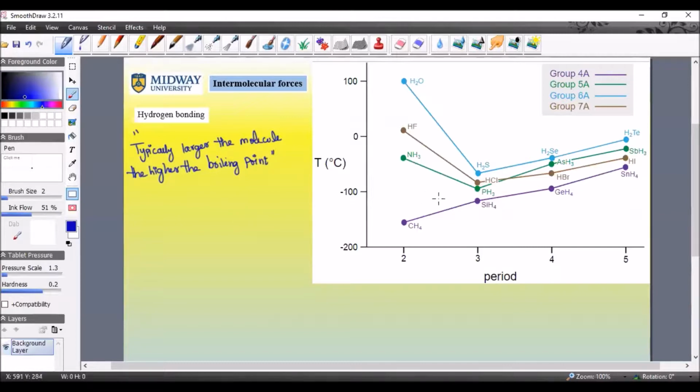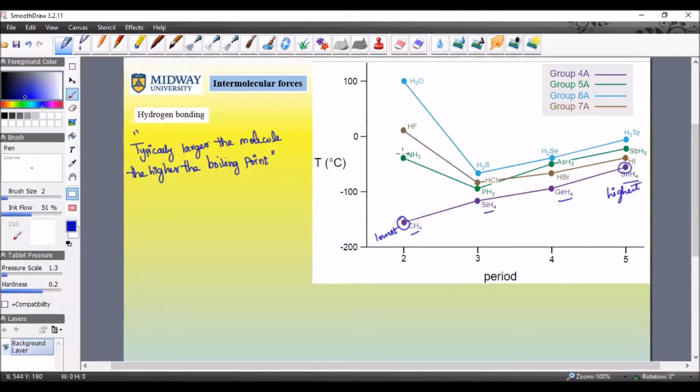So, for instance, if you take group 4, which is the carbon family, you got CH4, you got silane, you got germanium molecule, and then you got the tin. Now, if you notice, this statement seems to work in this case. This is the biggest of the four, and clearly this has the highest boiling point of them. This is the lowest, and this is the highest. But that trend falls apart as soon as we go to group 5, 6, and 7.